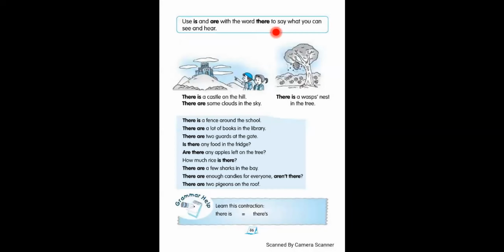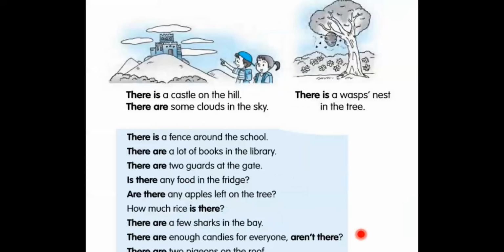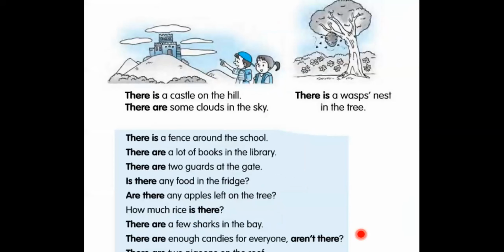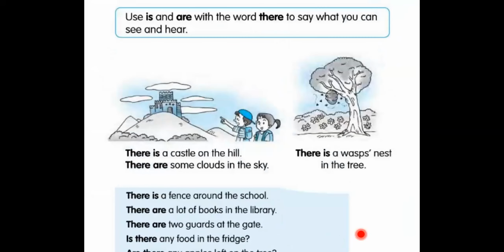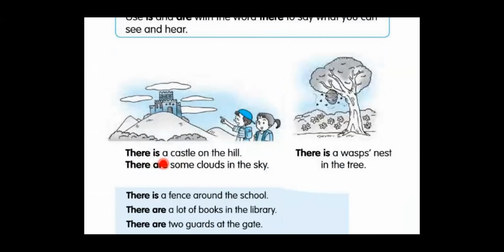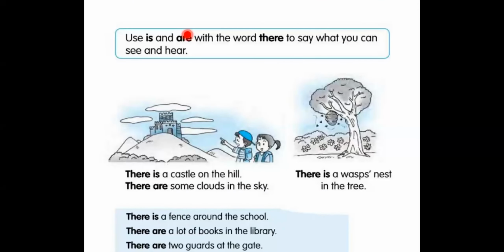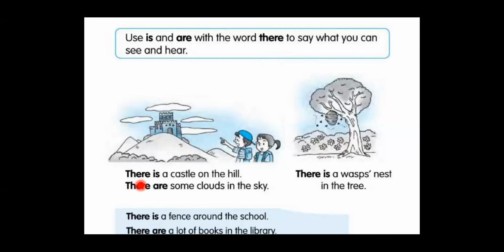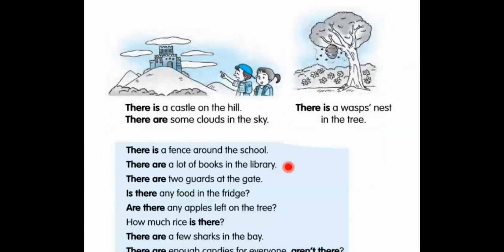So is and are are helping verbs. What are is and are, Inaya, Azha? Helping verbs. Then what we have seen there, so we have also seen that there also. With is and are हम और क्या लगाते हैं? With is and are we also add there. So see here, there is, there is, there are.